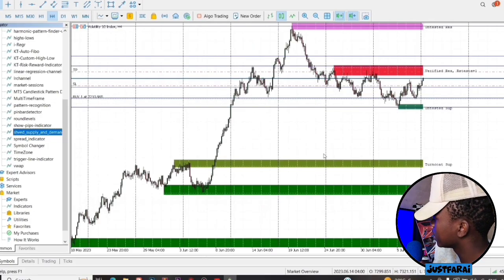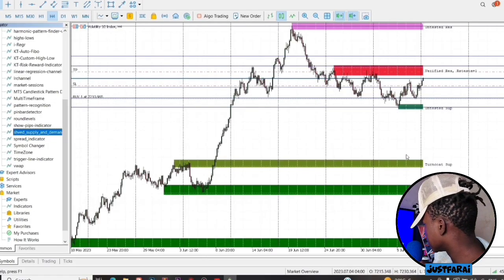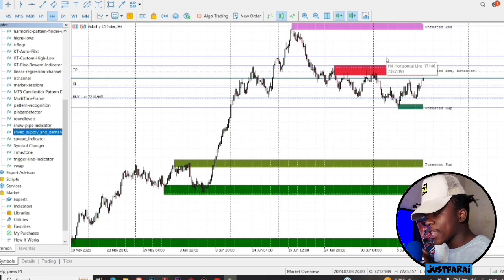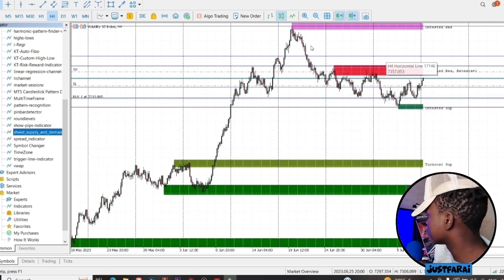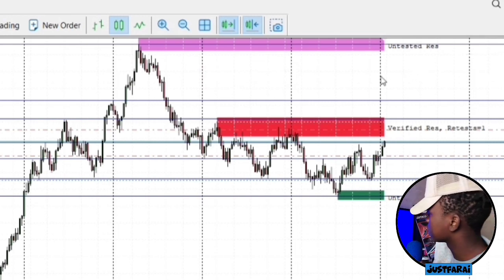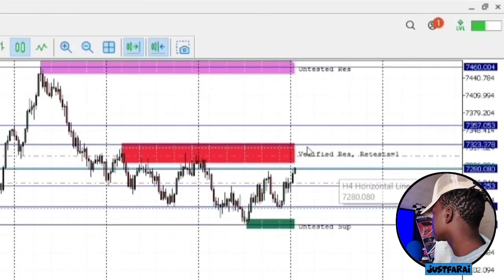With the Shift supply and demand zone, you can see that it is saying untested, verified. This anti-resistance is a resistance that is actually a swing point that has moved, like the market has moved from that swing point without coming back to test it. As you can see, this was a swing point here, so the market is probably coming back to test this anti-resistance, and this is a verified resistance.